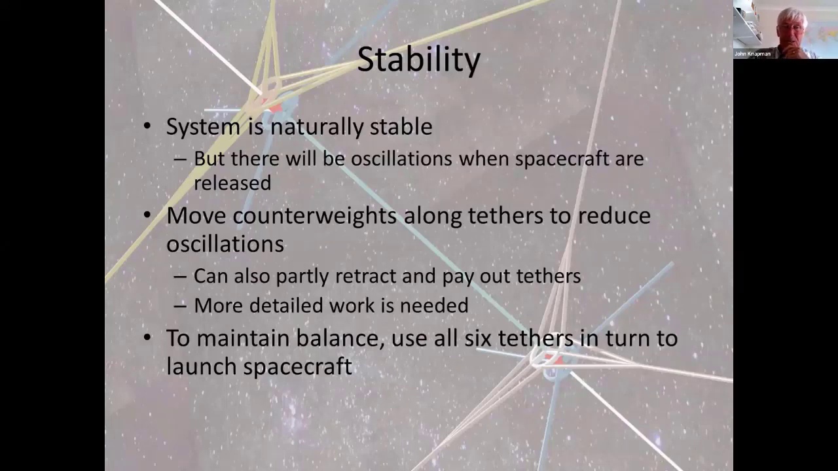There's some mathematical analysis of that as well, but there will be some oscillations when spacecraft are released. We can move counterweights along the tethers to reduce oscillations. We can partly retract and pay out tethers, but more detailed work is needed on that. I have not studied the oscillation modes. But to keep a balance, we need to use all 6 tethers in turn for launching spacecraft. They all have similar capabilities.